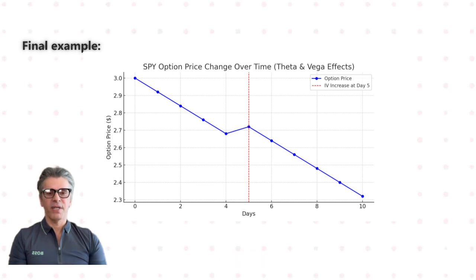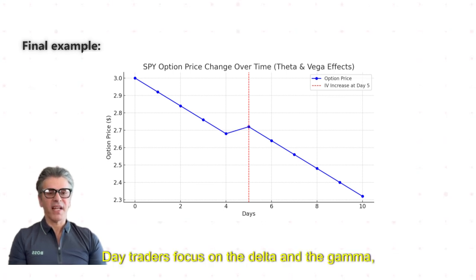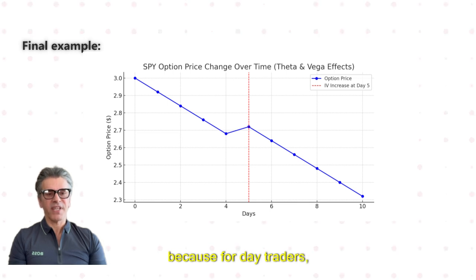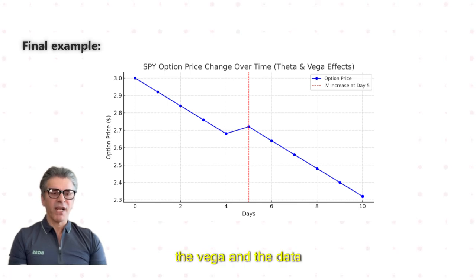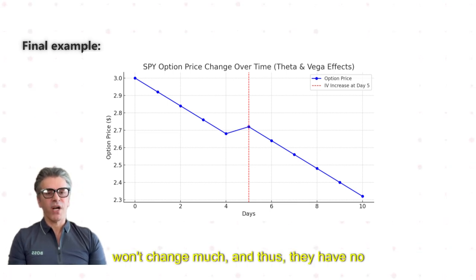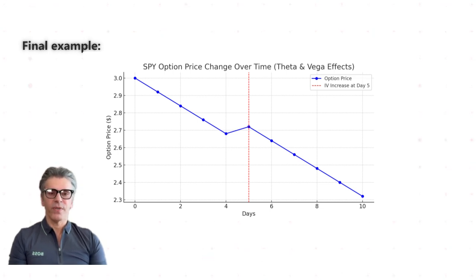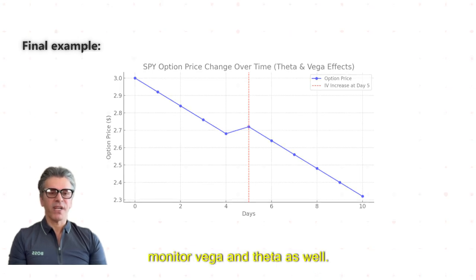And remember, day traders focus on delta and gamma, because for day traders, Vega and theta won't change much, and thus have little effect on the options. But on the other hand, long-term traders monitor Vega and theta as well.